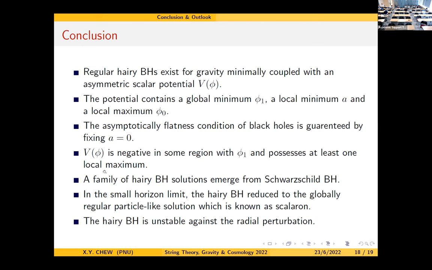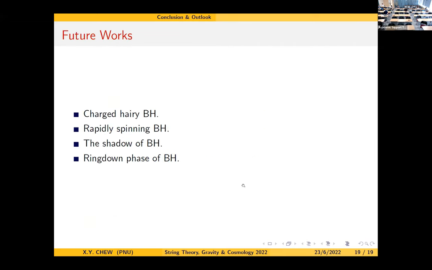We also find that when we switch on the scalar field at the horizon, we can generate a family of hairy black hole solutions emerging from the Schwarzschild black hole. In the small horizon limit, the hairy black hole reduces to the particle-like solution, known as scalaron. As you can see just now, the hairy black hole is unstable against radial perturbation. But the black hole with a larger horizon radius is relatively stable compared to the small horizon radius. So there are some future works we can consider.